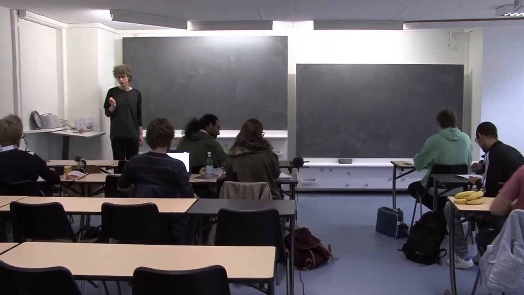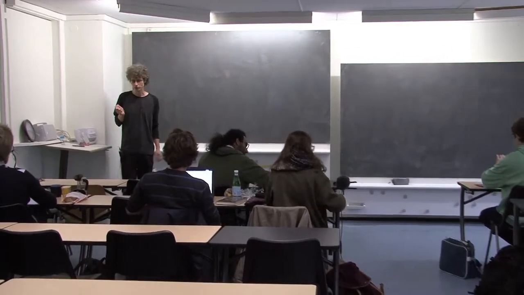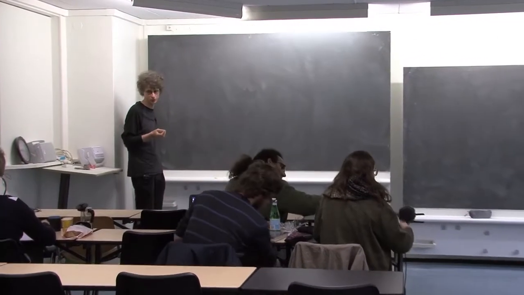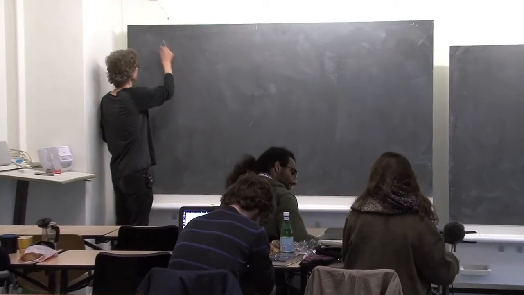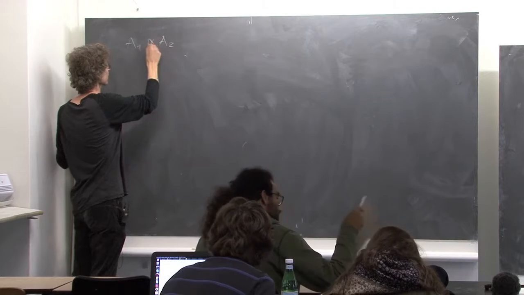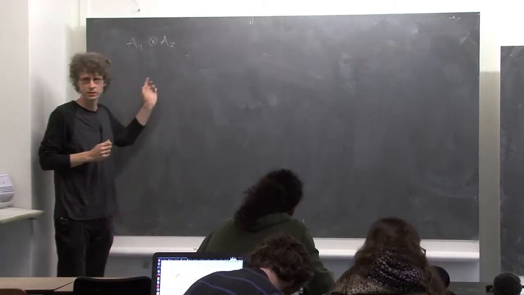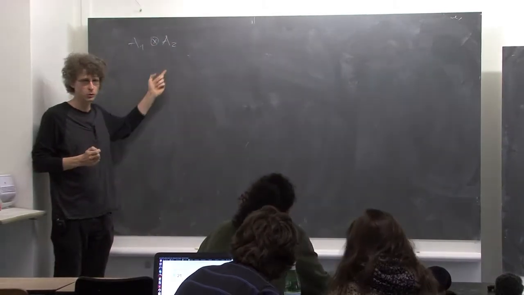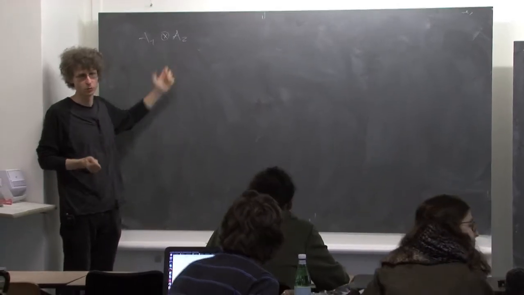Last time I told you a way to get non-commutative algebras is to take two possibly commutative algebras, A1, A2, and take their tensor product. And if it is in a braided monoidal category, then this guy might be non-commutative.